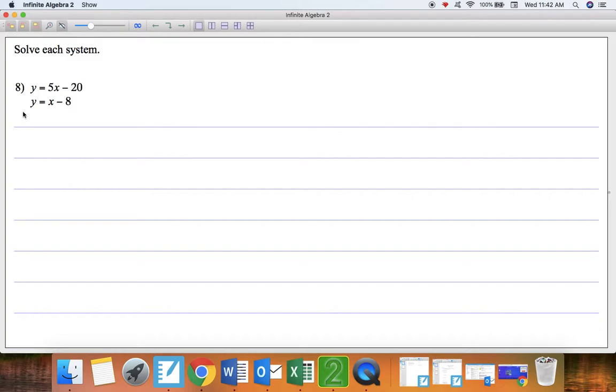Here, so this was definitely a substitution problem, all right? Just substitute 5x minus 20, put that for y in this equation, and then solve for x and plug back in for y.